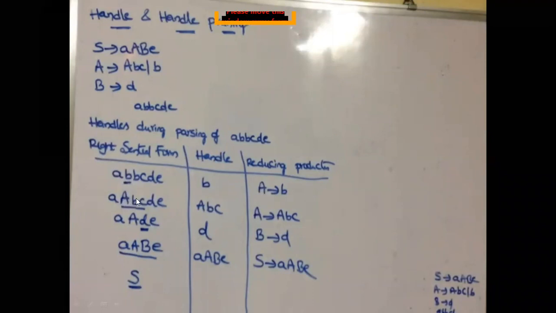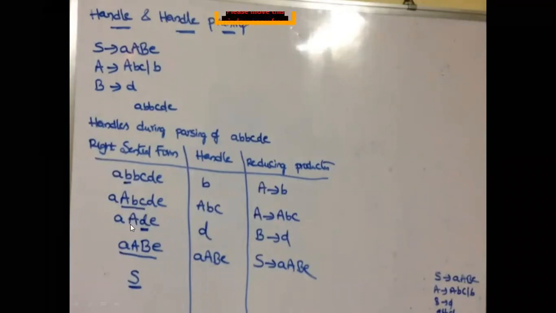Then we are considering again. There is no production in the right hand side with capital A, capital A. So that is the reason why we are considering capital A, small b, small c as a substring. That is in the position of handle, and this is replaced with capital A.